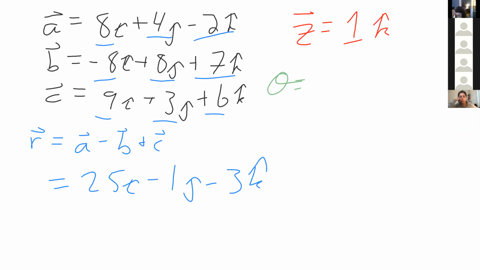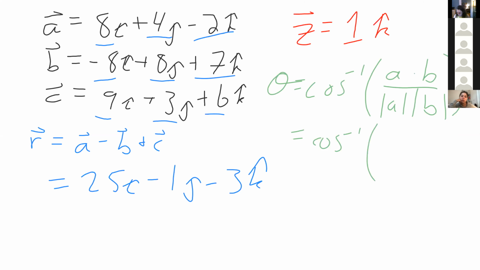Theta is going to be the cosine inverse, the arc cosine of A dot B over magnitude of A times magnitude of B. Now we've done a few of these, and Z is a very simple vector, so hopefully we can do some of this stuff in our head.